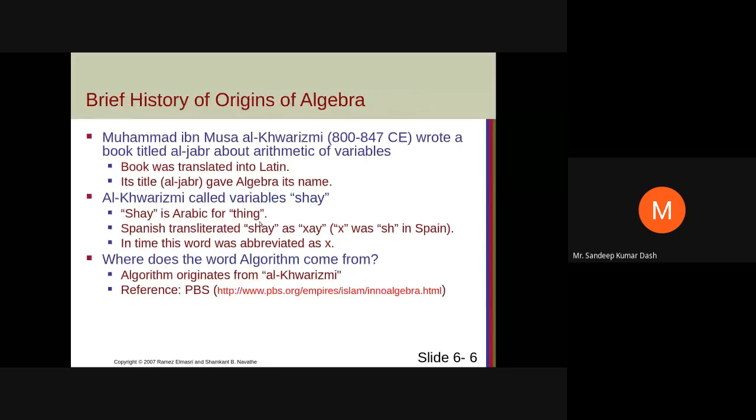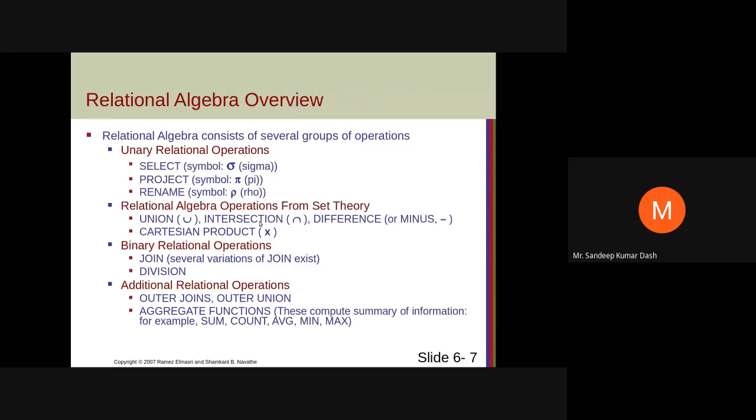So this is the basics of relational algebra, which has these many parts: unary relational operations, then operations from set theory, then joins, division, binary operations. Under additional operations, you have joins, union and outer joins. We'll start with unary relational operations. That means the operator works on a single operand. That's why this is called unary. It works on a single relation.